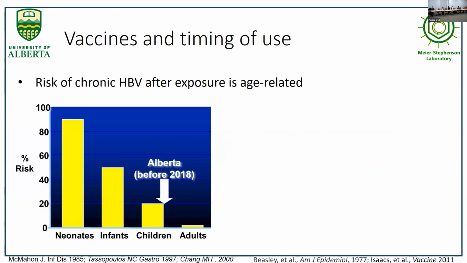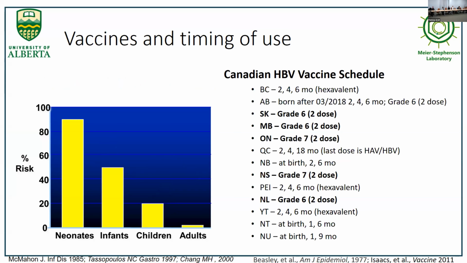So how are we doing in Alberta? Before 2018, we would vaccinate children in junior high, a 2-dose vaccination regime, which is fine if you've never been exposed all the way along. But if you've had exposures from earlier on, the vaccine is not going to do much for you that way. Since 2018, we've gone to the 2-month time frame, so we're doing it a bit earlier. So we're getting there, but we're still not quite there.